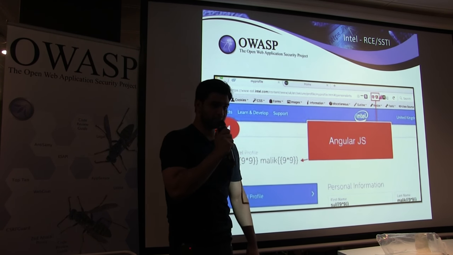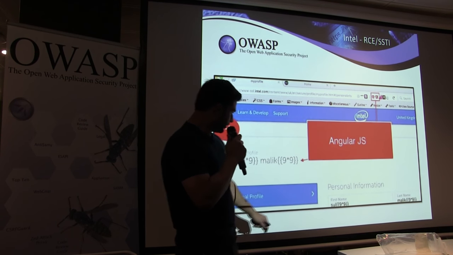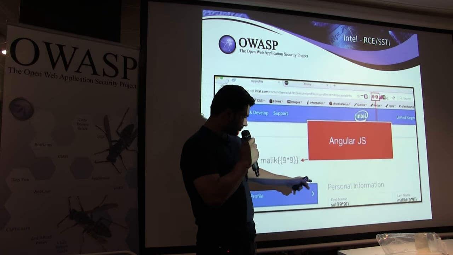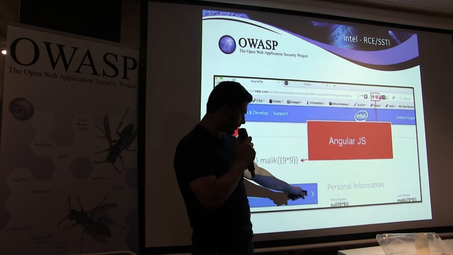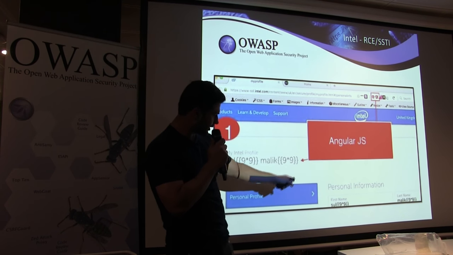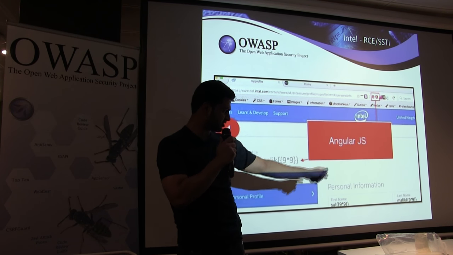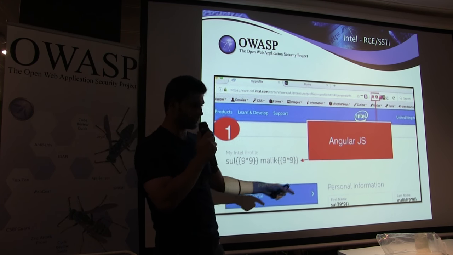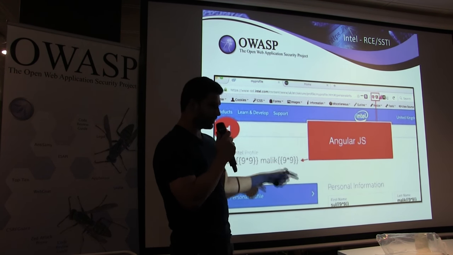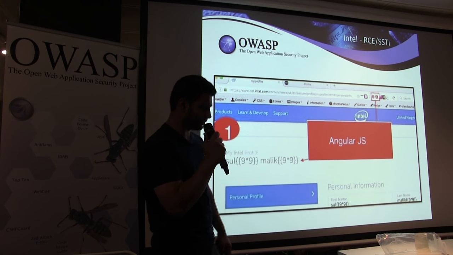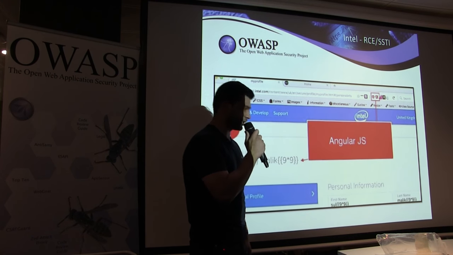Or you can say server-side template injection, SSTI. So I went to the user personal information settings. I changed my name, with the first three characters SUL and then, in curly braces, 9x9, and the same in the last name, Malik and 9x9, to test the vulnerability. Now I have to check where my name is reflected. If 9x9 is converted to 81, then it means I can execute some payloads here.